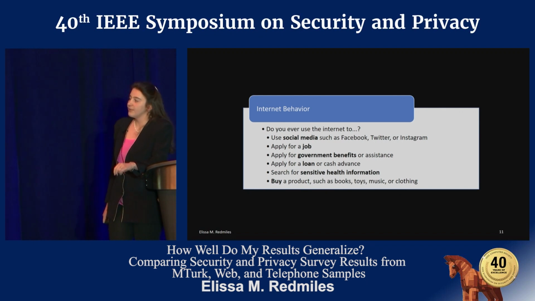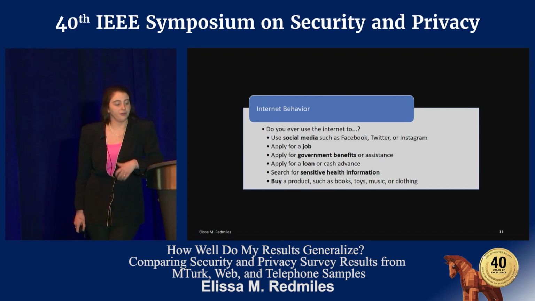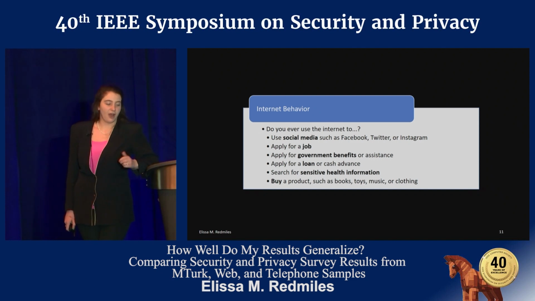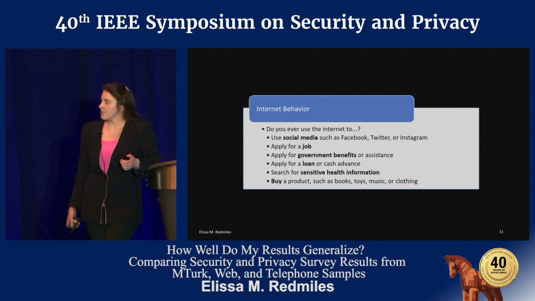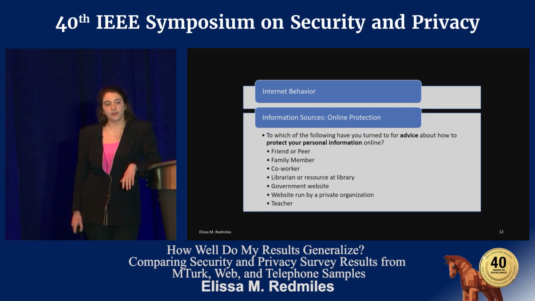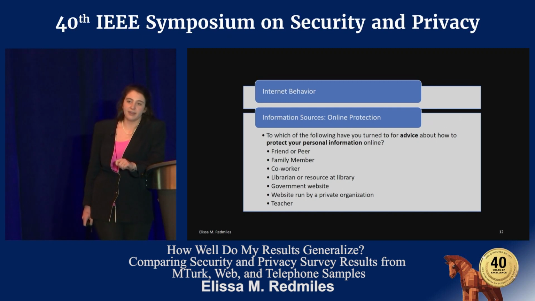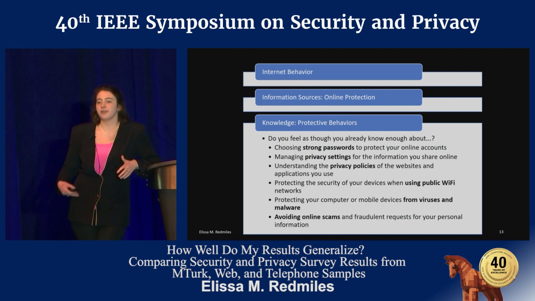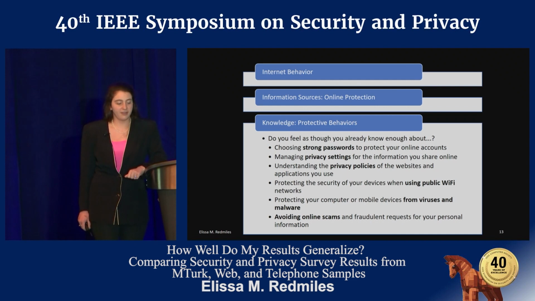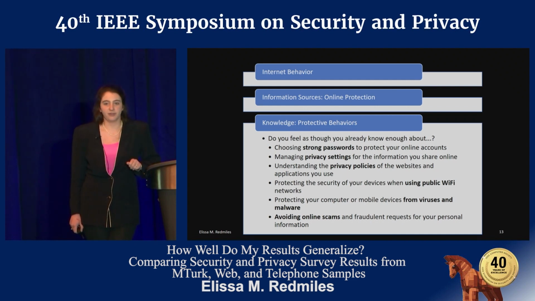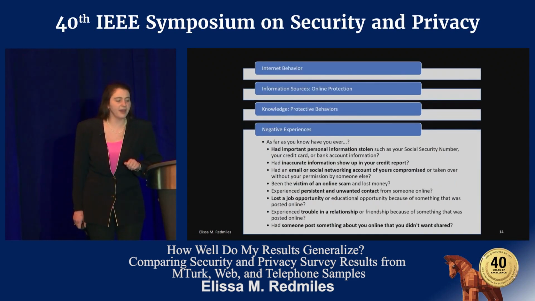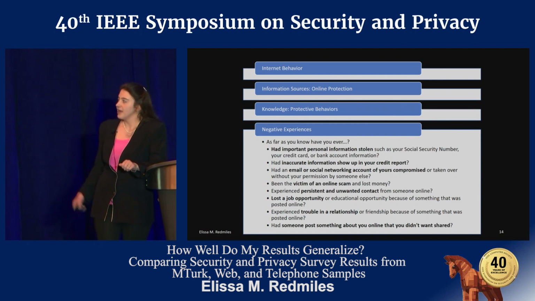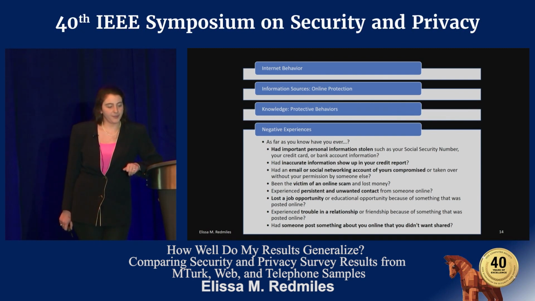In internet behavior, we asked whether people ever use the internet for social media, to apply for a job, to buy products, et cetera. In the case of information sources, we asked where the person turned for advice about protecting their personal information online. We also asked whether they already felt they knew enough about things like choosing strong passwords, managing privacy settings, and protecting their security when using public Wi-Fi. And finally, we asked whether they had ever had one of a series of negative experiences.